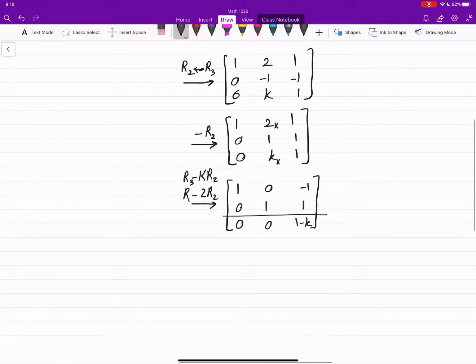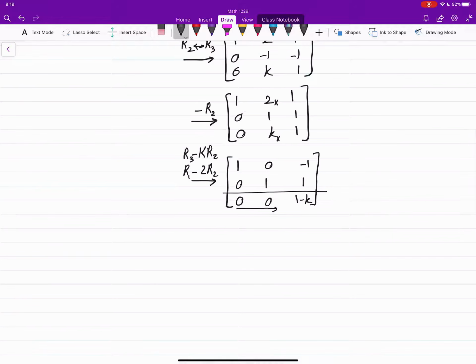Now we move from left to right and choose. Well, there is only one term, and I have to choose that one to be my leading one. But here you have to ask yourself, maybe it is 0. If it is 0, I cannot do anything. So this is the first case. If that entry, 1 minus k, is 0, then we are done. Then this is the row reduced echelon form. So this guy is 1, 0, negative 1, 0, 1, 1, 0, 0, 0.